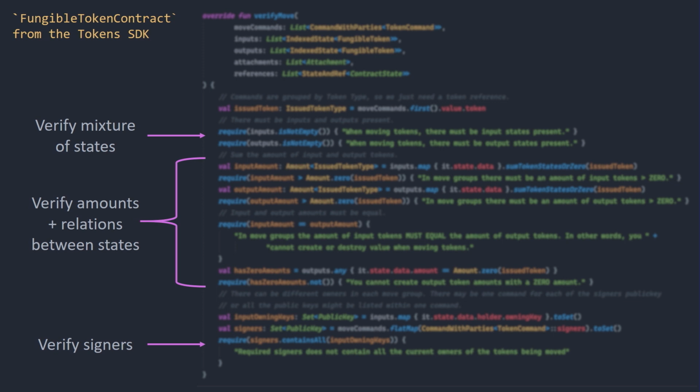They verified the mixture of states, they verified the amounts and the relationships between states, and finally, they verified the signers. So if you want a good example and inspiration on how to write a good contract, I would definitely recommend taking a look at the tokens SDK.